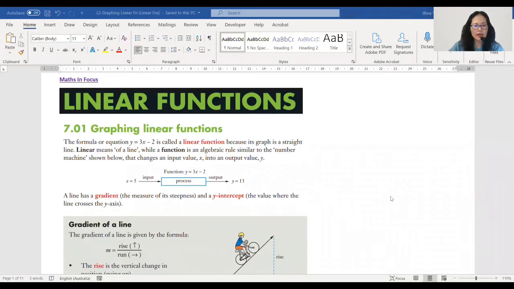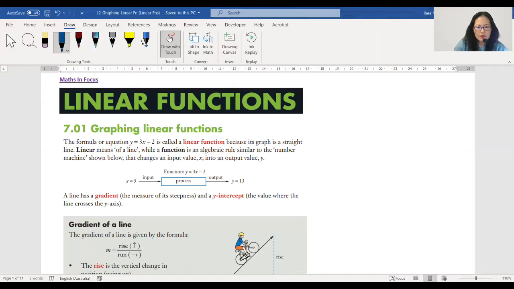Okay, so today we're going to do a new topic, linear functions. And graphing linear functions is the first part. Linear means a straight line. So it's not curved like a parabola. Whereas linear equations, linear functions, all those ones are a straight line on the number plane.